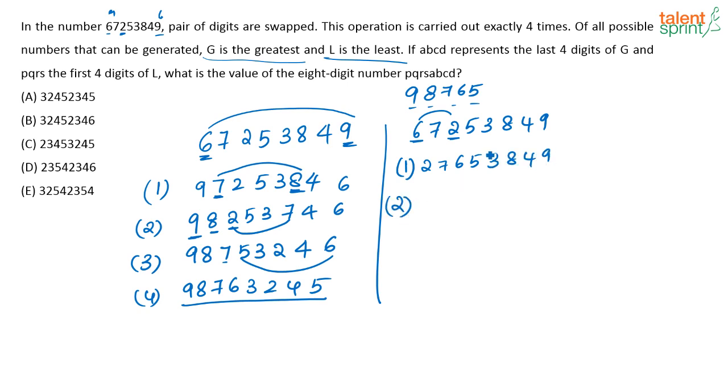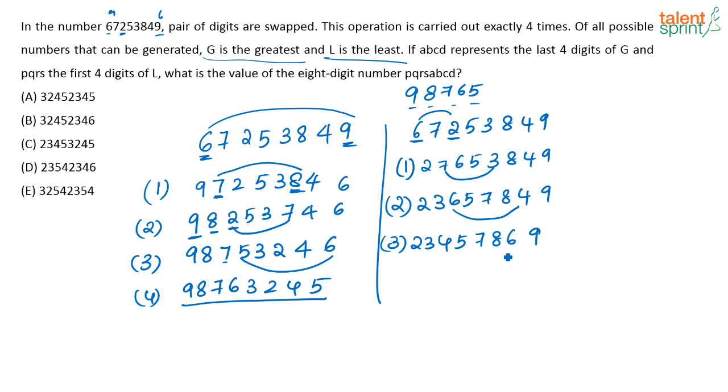In the second step, you need to put 3. 2, 3, 6, 5, 7, 8, 4, 9. The next step should have 4. So you will have, third step will be 2, 3, 4 is already in place, 5, 7, 8, 6, 9.